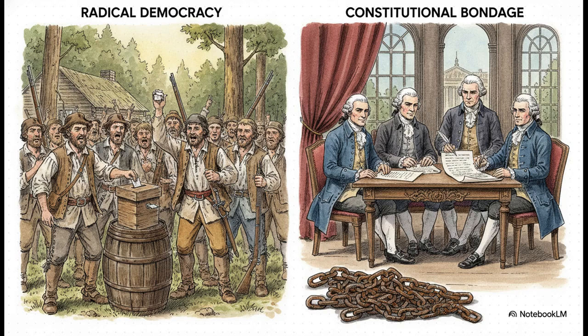But here is the paradox. This exact same convention also enshrined deep conservatism. Led by Nicholas, and despite some really fierce opposition from anti-slavery ministers like Reverend David Rice, the delegates voted 26-16 to strictly protect the institution of slavery.